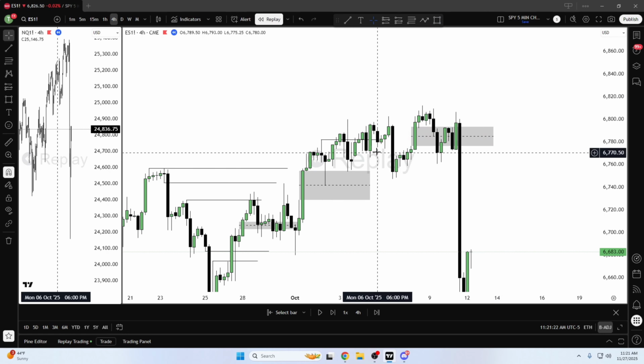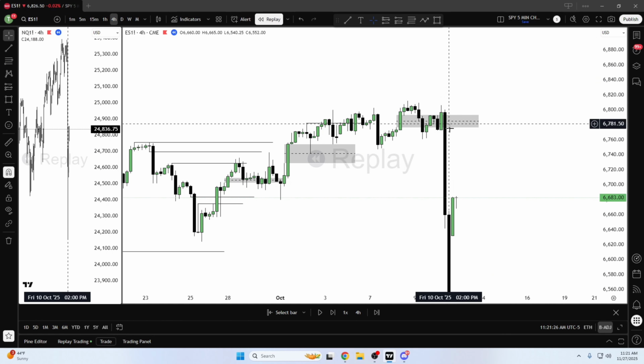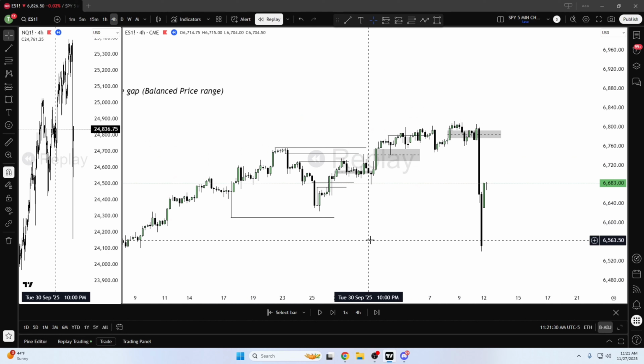You can see this here, right? Invalidates this BPR, right? And then we get this massive sell, whatever this was. That's actually a very, very strong sell, right, into all these lows.